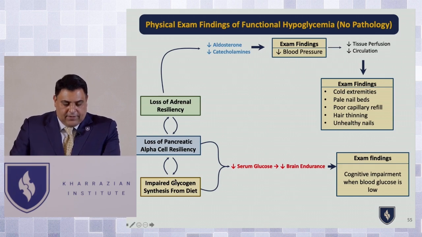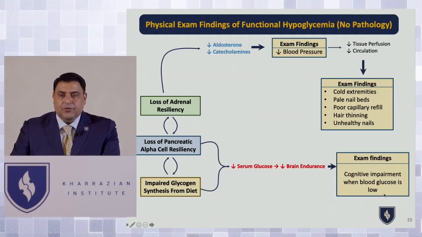And then since they don't have enough food in their diet, with missed meals and quick simple sugars, they don't have enough glycogen, so they don't have the reserve fuel when their blood sugar levels drop. So it's not uncommon to see their serum glucose levels drop quickly, the brain endurance goes down, so they have cognitive impairment when blood sugar levels are low. They may tell you that.